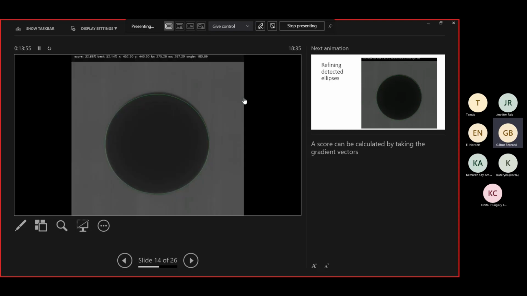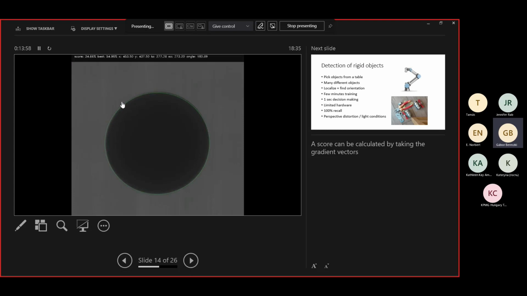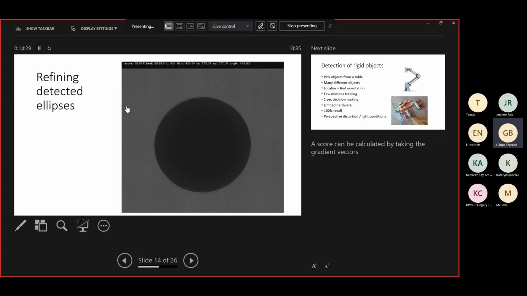How do we correct for it? We create a score. Basically, we multiply the gradients of our own circle with the image gradients, and we get a score. When the video started, the score was like 45%. Now you can see it aligns much nicer to the actual detected circle. It goes up to, I think, 70%. So it gives us a much more precise readout. Okay, so this is for shapes.